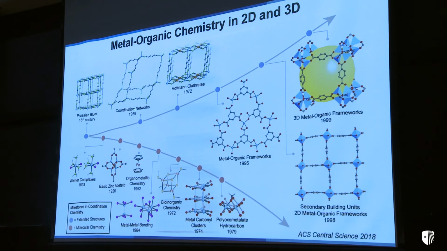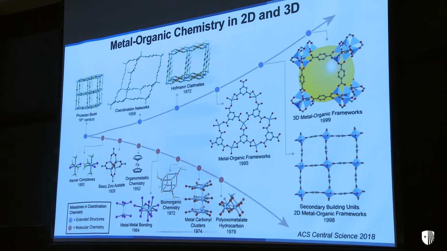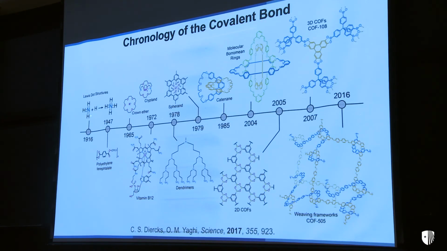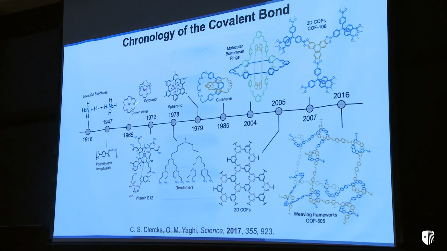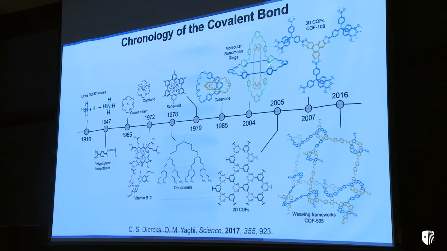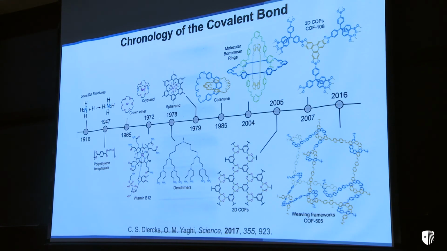Okay, so what have we done? We've extended metal organic chemistry to 2D and 3D, encompassing space within which you can do a lot. In organic chemistry, we have gone from Lewis's dot structures to these many milestones of covalent bond, like polyethylene, crown ethers, and so on, vitamin B12. All of these are triumphs of covalent chemistry, covalent bond, to 2D and 3D MOFs, and now weaving.